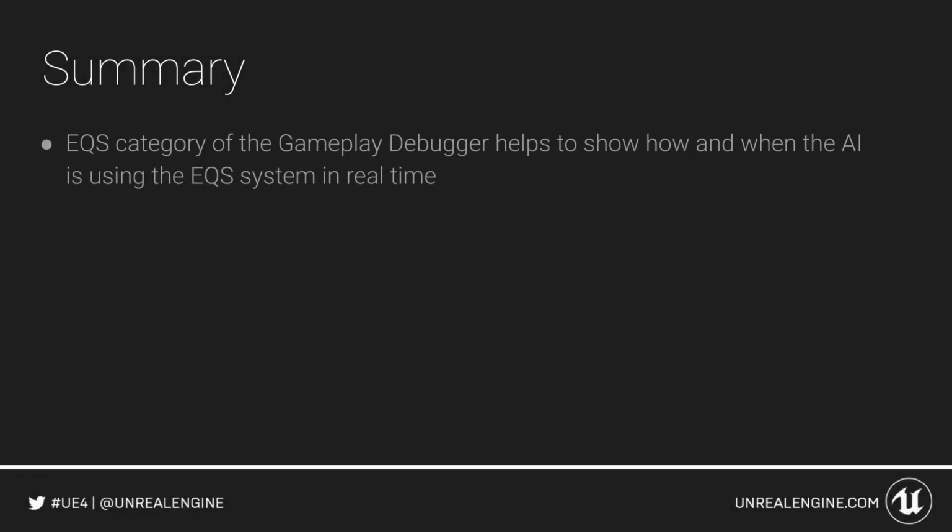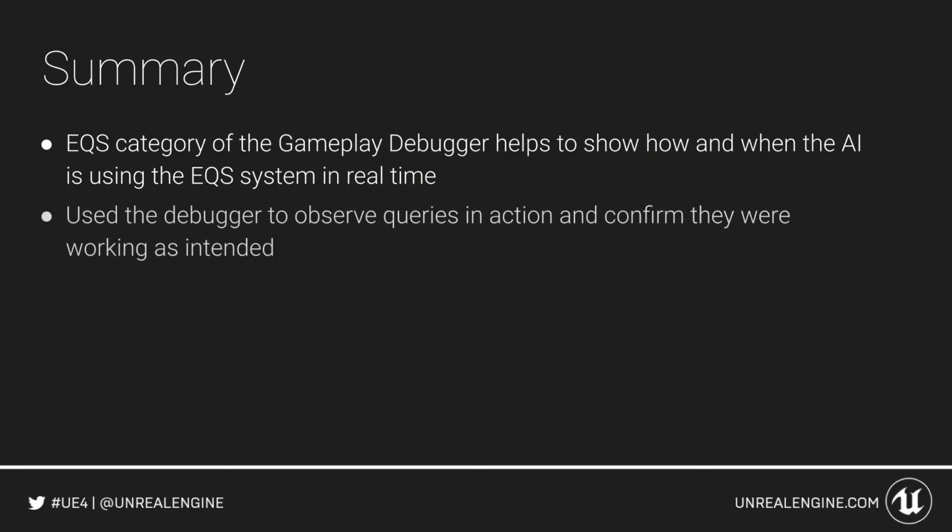In this video, we saw how the EQS category of the Gameplay Debugger helps us to see how and when the AI is using the EQS system in real time. We use the debugger to observe our queries in action and confirm they are working as intended.